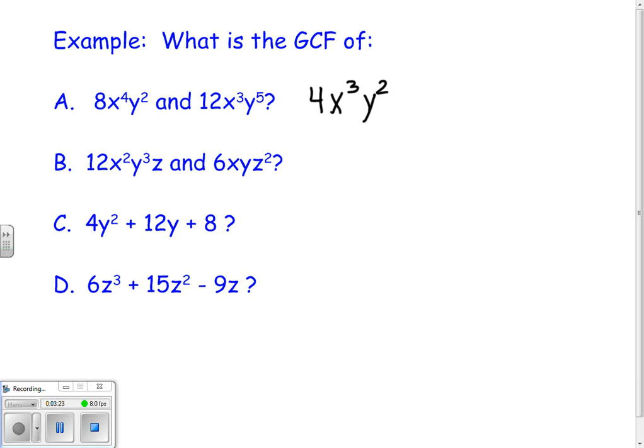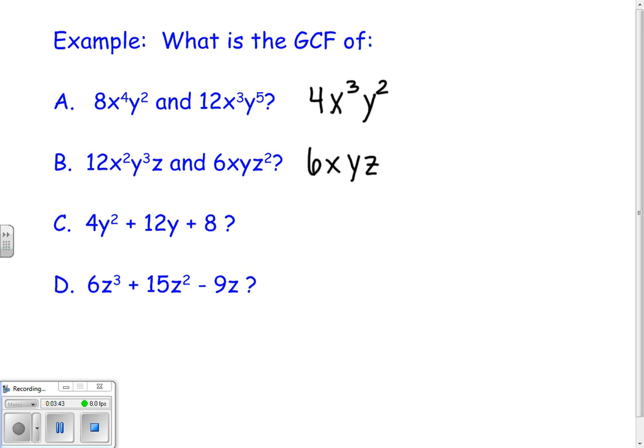Letter B, I have a 12 and a 6. The highest number you can use for multiplication is a 6 for those. An x squared and an x, lowest is x. A y cubed and a y, lowest is y. A z and a z squared, lowest is z. So again, for the letters, you're taking the lowest number.